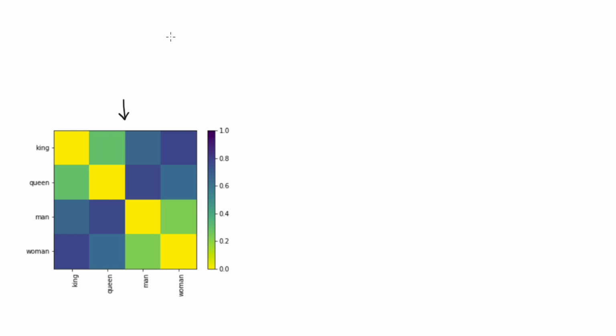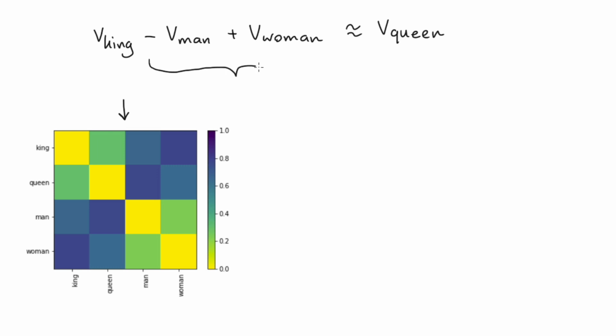And that allows me to maybe think about it in a different way. Let's again write down our formula. So we have king minus man plus woman is approximately equal to queen. If I consider that man and woman are very, very similar anyway, then I can kind of wonder what this operation here is actually doing.